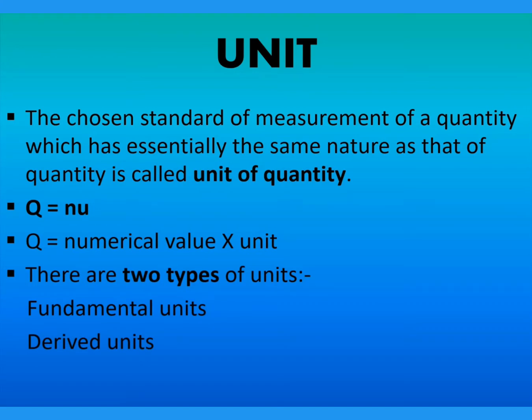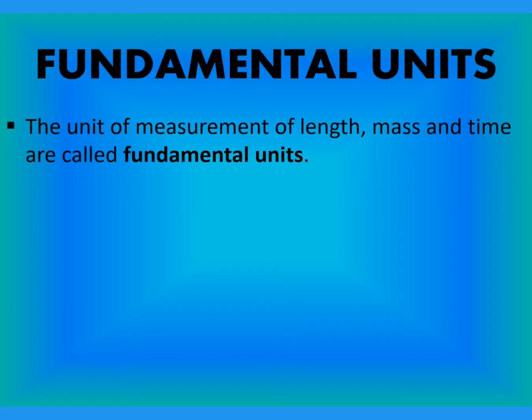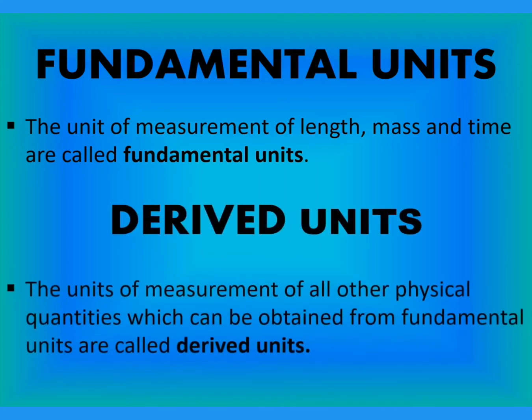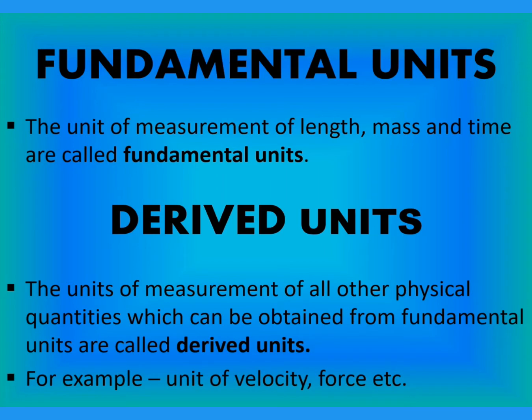There are two types of units: fundamental units and derived units. Fundamental units: the unit of measurement of length, mass, and time are called fundamental units. Derived units: the units of measurement of all other physical quantities which can be obtained from fundamental units are called derived units. For example, unit of velocity, force, etc.